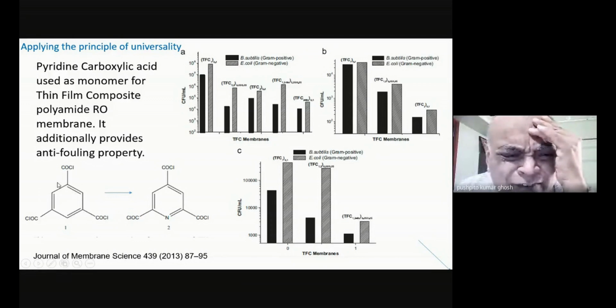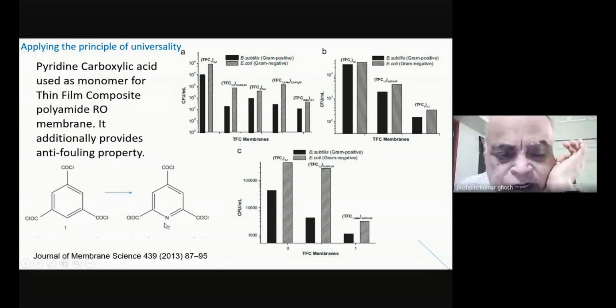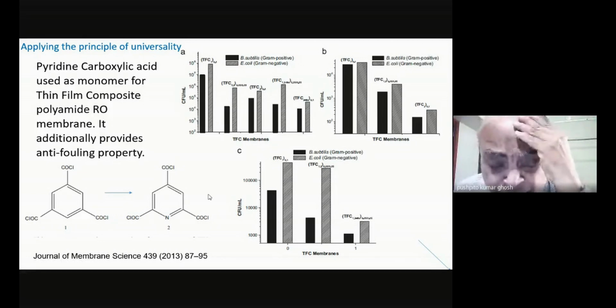This part is not doing anything. It is just a support for these functional groups. So I thought, suppose instead of the carbon it becomes nitrogen, and then we can quaternize it so that I make the membrane, and then I can also make it antifouling at the same time, and it worked. The concept worked. We could make the membrane much more antifouling than the pristine membrane.